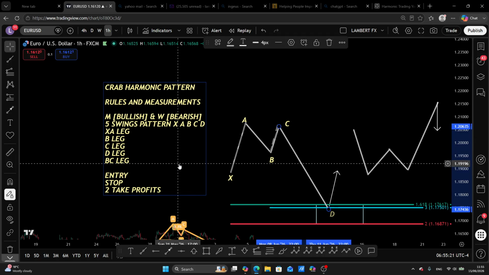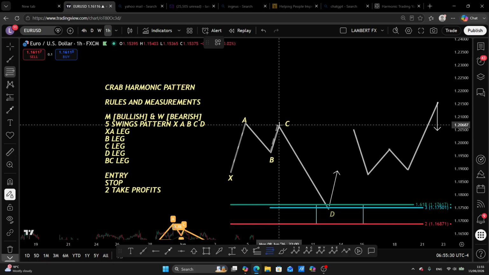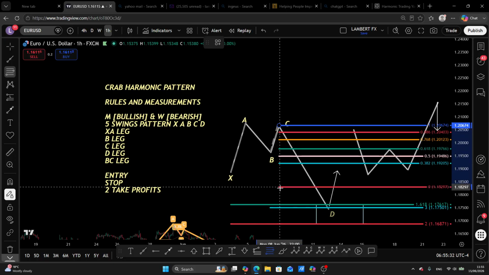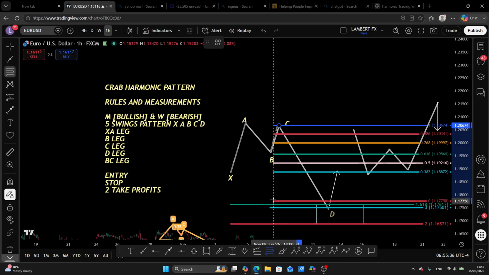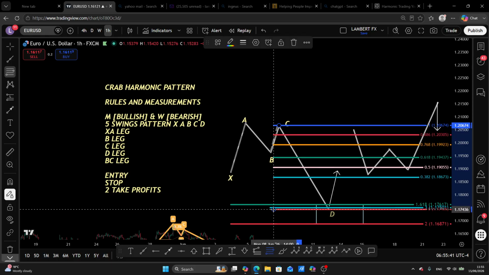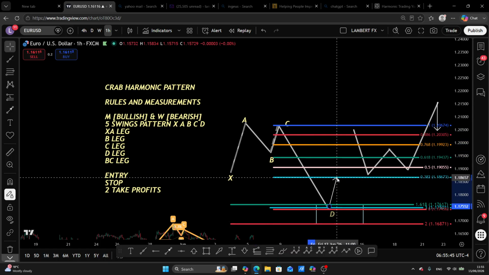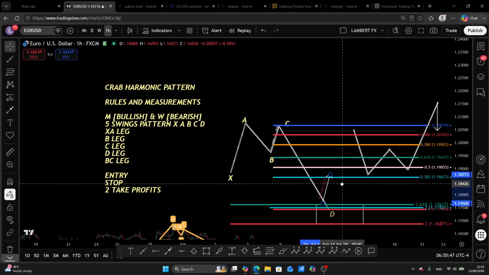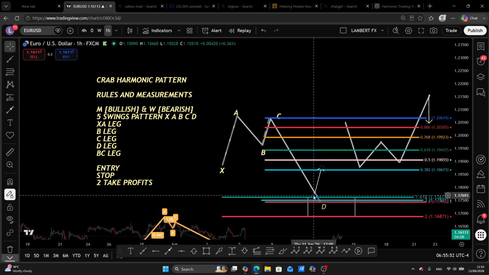And for your take profits, you take your fib retracement, you measure from C back to the last wick of the D. Let's say, for example, this was the last wick. We'll drop it there, and your first take profit is at 0.382, and your second take profit is at 0.618.